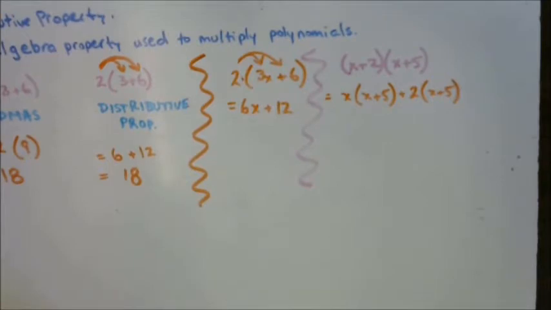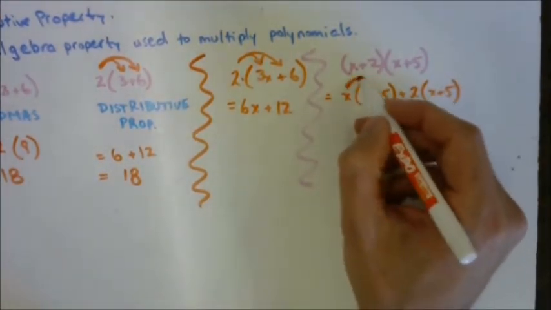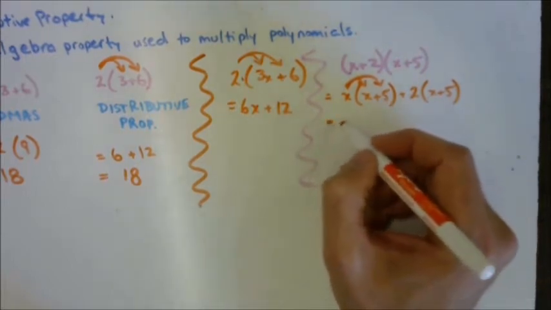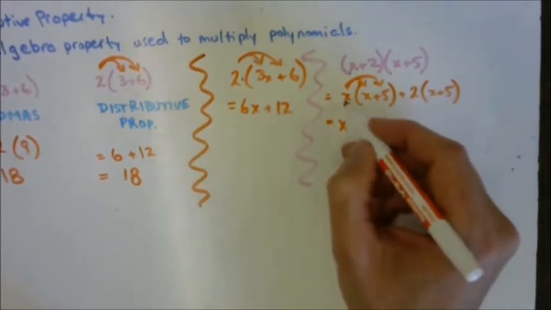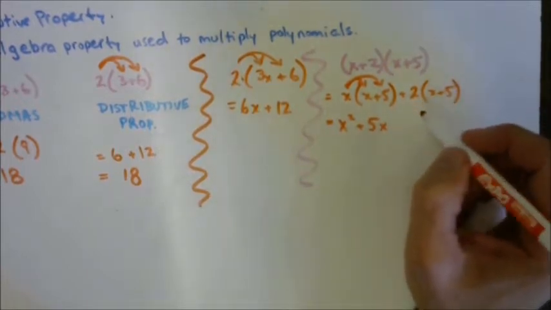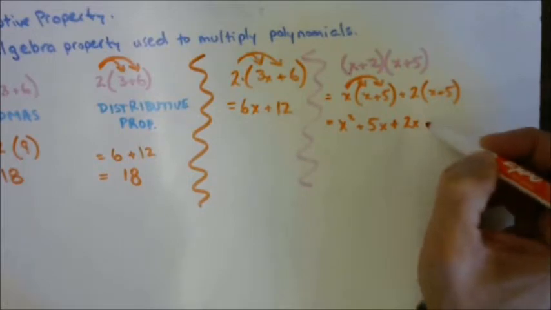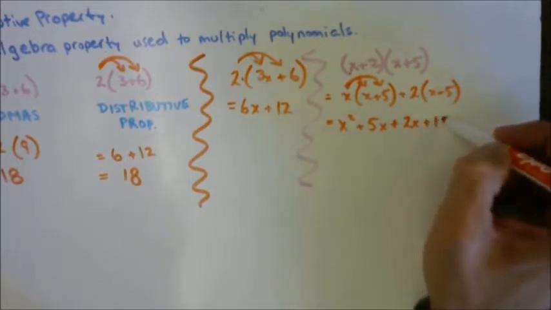And now we can distribute the monomial to both terms inside the binomial. x times x is x squared. x times 5 is 5x. And the same thing on this second one. 2 times x is 2x. 2 times 5 is 10.